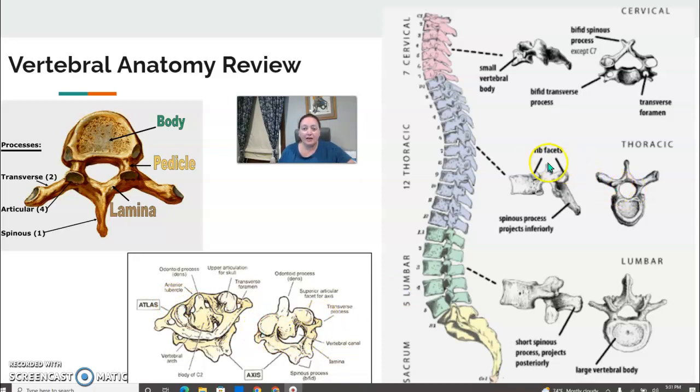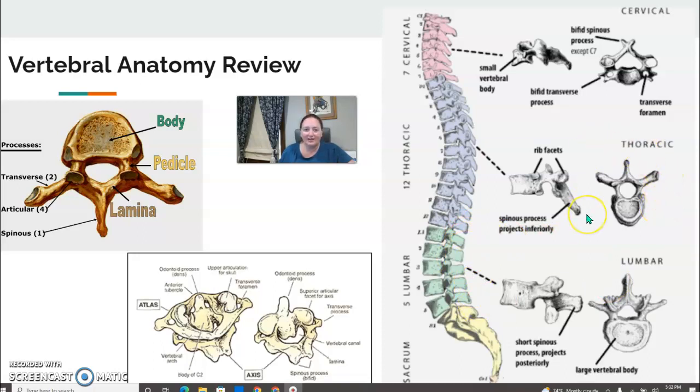The thoracic vertebrae have the rib facets because that's where your ribs attach. The spinous process points down, or inferiorly. And then lumbar vertebrae look a little bigger, a little chunkier. They have a short spinous process that points straight out, and a larger vertebral body. I think their spinous processes are just a little blockier as well.